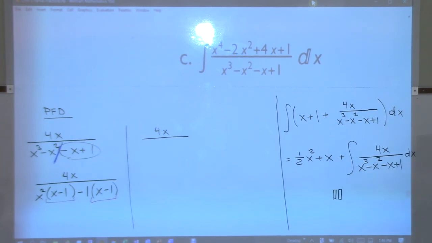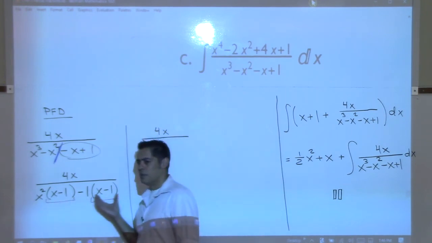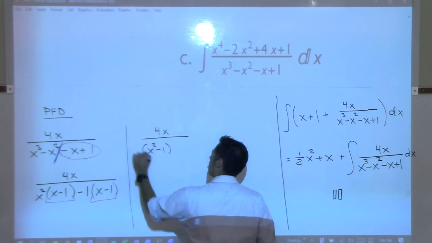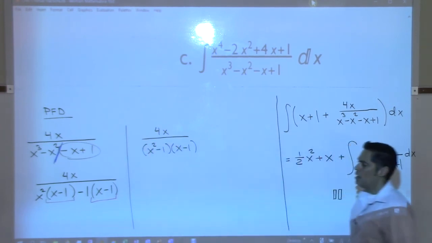Nick, do you recall from grouping what this becomes? Is it x squared minus 1? X minus 1 squared? Just x minus 1. Okay.